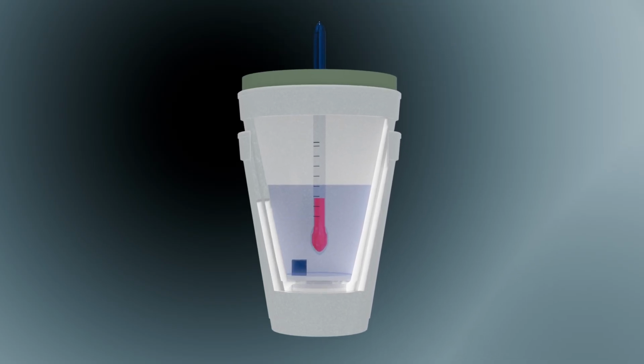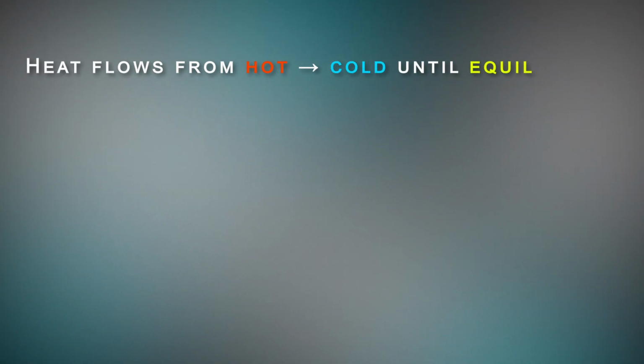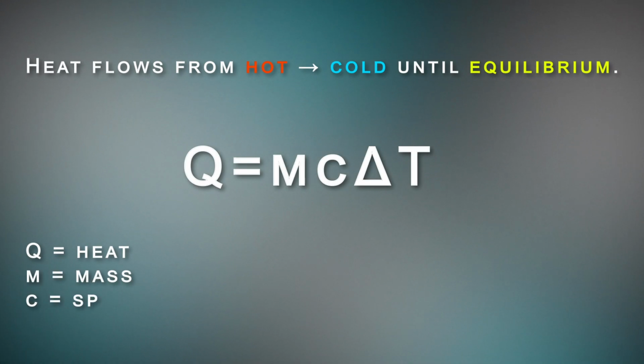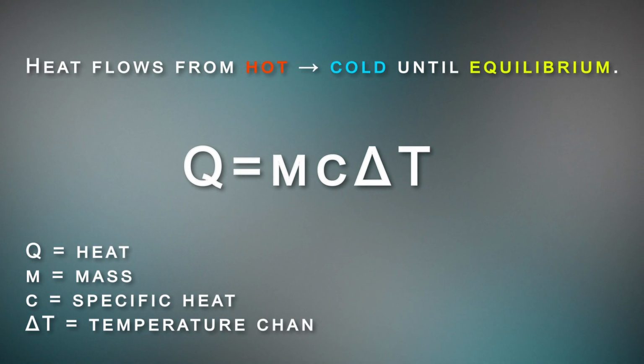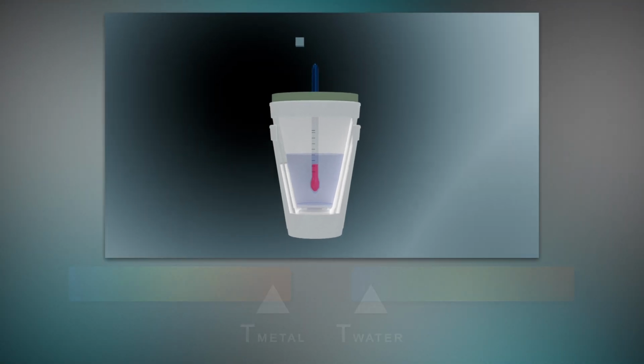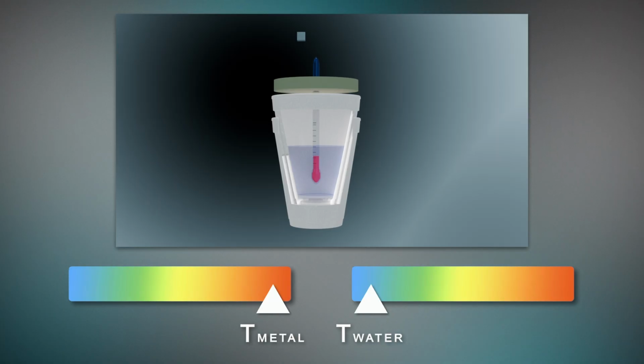In a coffee cup calorimeter, a hot metal cube is placed into cool water. Heat flows from the metal to the water until they reach the same temperature. The change in the water's temperature is measured with a thermometer. The heat transfer is calculated with the equation Q equals m times C times delta T. Specific heat is the energy required to raise 1 gram of a substance by 1 degree.